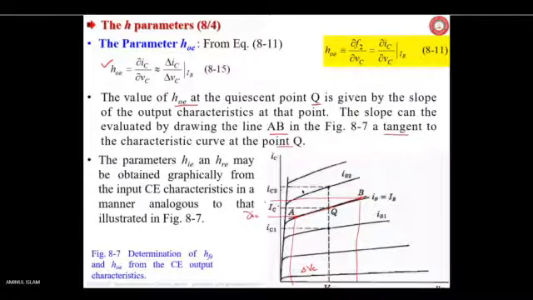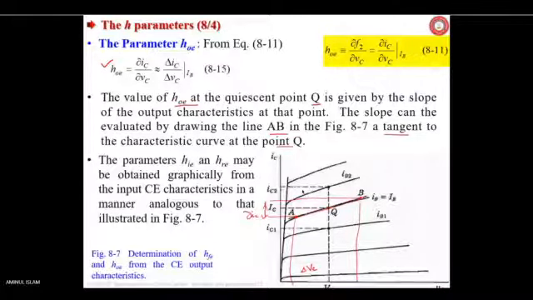Here you get this difference between these two points. So with this, you can find out the HOE. Current divided by voltage is the conductance. It is related to output, so it is output conductance.